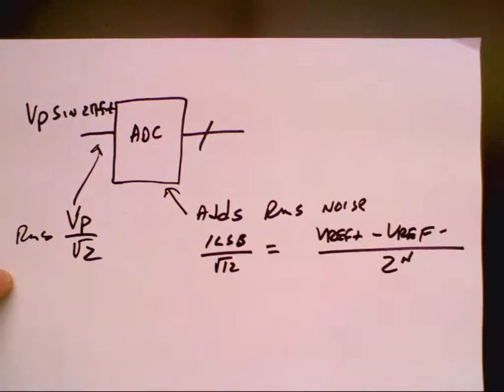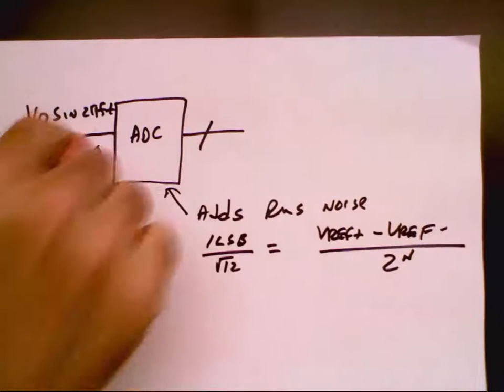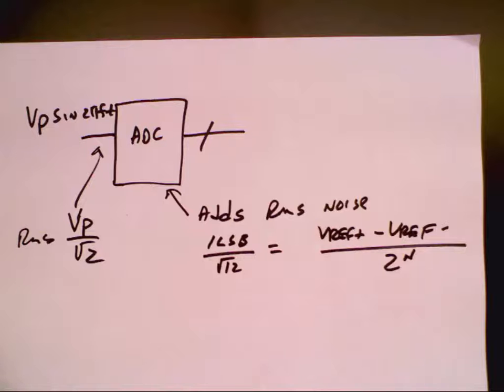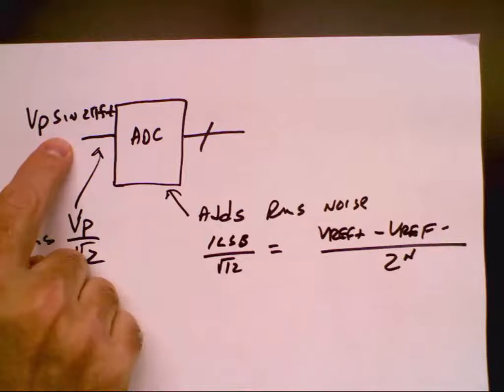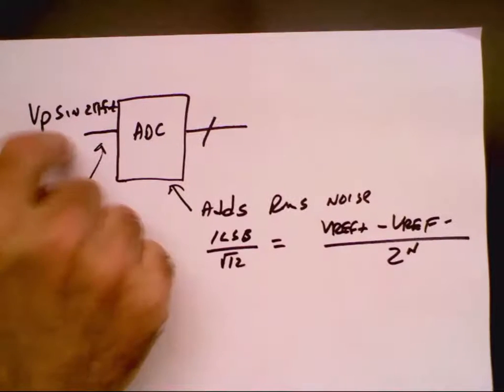Okay, before I go any further, if I want to maximize the signal to noise ratio, what do I want to do with my input here? Yeah, I want to make it as big as possible, because if I put in a tiny little signal, then my signal to noise ratio is going to be small. So I want to make this as big as possible.